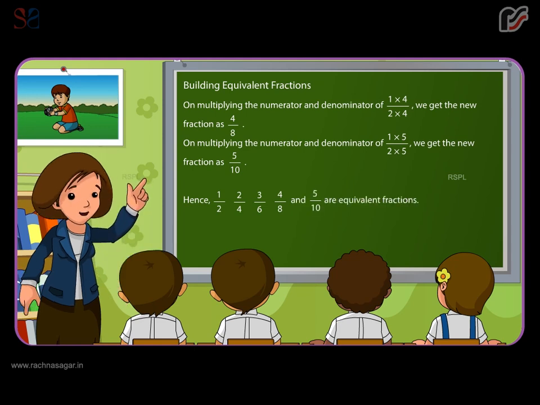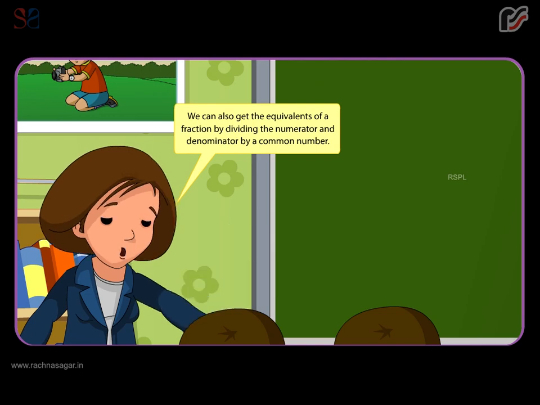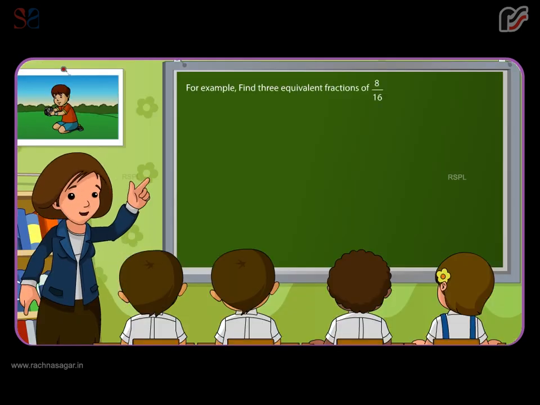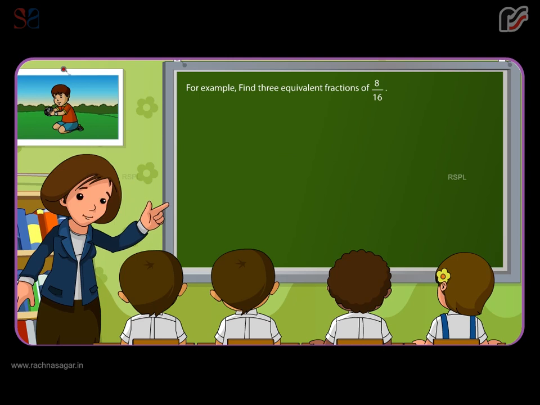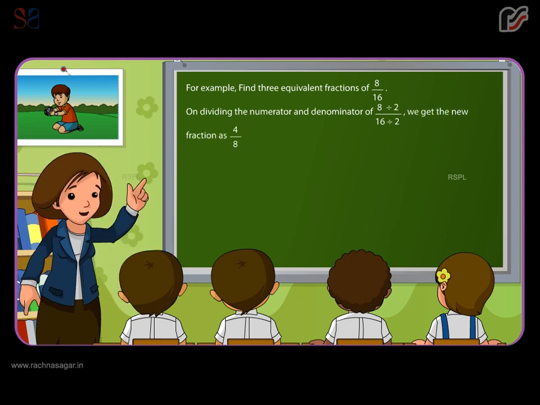We also get the equivalent of a fraction by dividing the numerator and denominator by a common number. For example, find 3 equivalent fractions of 8/16. On dividing the numerator and denominator of 8/16 by 2, we get the new fraction 4/8.